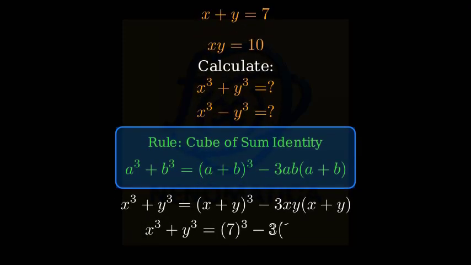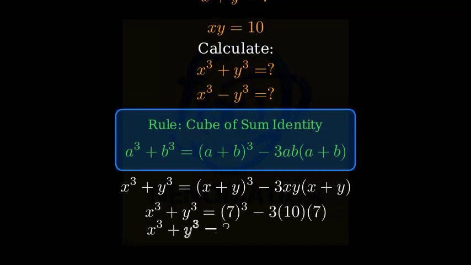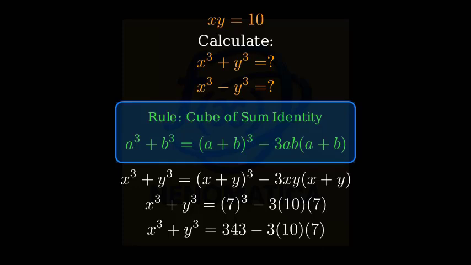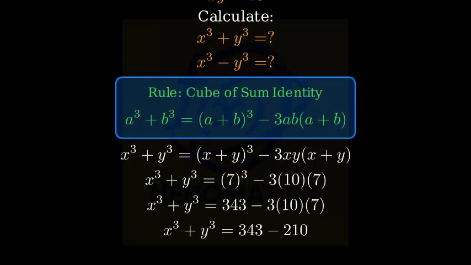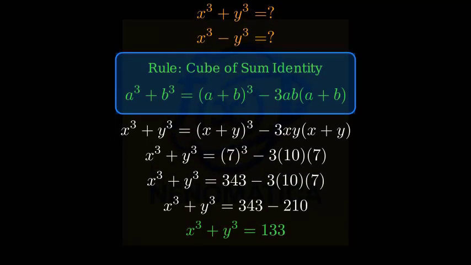In our case, we know that x plus y equals 7, and x times y equals 10. Now let's calculate. 7 cubed equals 343. 3 times 10 times 7 equals 210. So x cubed plus y cubed equals 343 minus 210, which gives us 133.